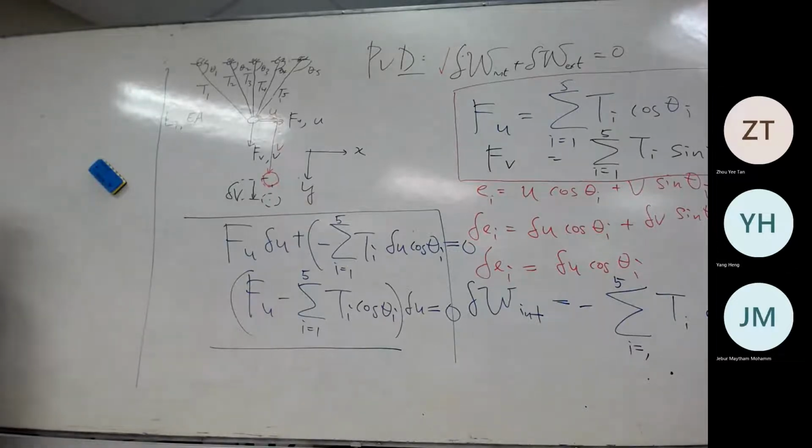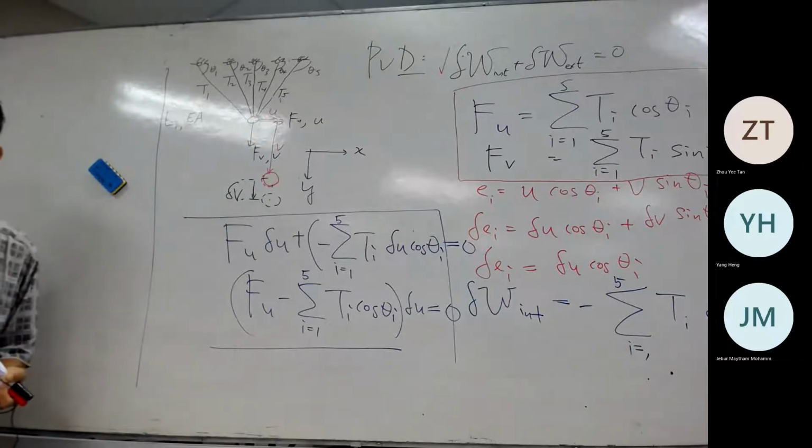So this example, you can go through in more detail in the notes that I share with you. Also there are some explanation there. What do you mean by this kinematically admissible virtual displacement? It is explained there in more detail.